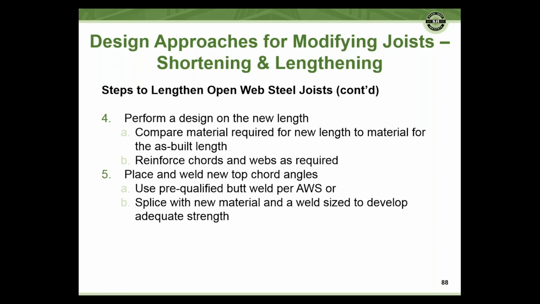Place and weld the new top chord angles in to extend that joist. And a lot of times extending a joist means cutting it. Believe it or not, you can't just extend that joist and everything's going to be okay. You're going to need a new bearing seat. Many times, simply extending a joist, making a joist 8 inches longer, means you're going to have to cut it back and then add that top chord back in.